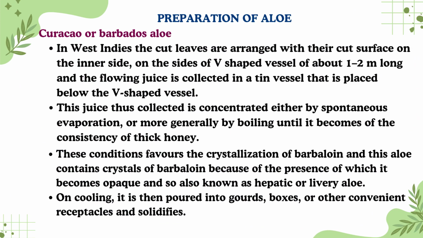Preparation of aloe. Curaçao or Barbados aloe. In West Indies, the cut leaves are arranged with their cut surface on the inner side, on the sides of a V-shaped vessel of about 1 to 2 meters long, and the flowing juice is collected in a tin vessel that is placed below the V-shaped vessel. This juice thus collected is concentrated either by spontaneous evaporation, or more generally by boiling until it becomes of the consistency of thick honey. These conditions favor the crystallization of barbaloin, and this aloe contains crystals of barbaloin because of the presence of which it becomes opaque and so is also known as hepatic or livery aloe. On cooling, it is then poured into gourds, boxes, or other convenient receptacles and solidifies.